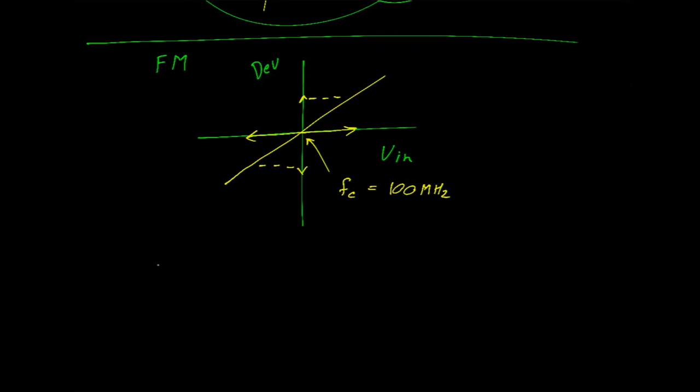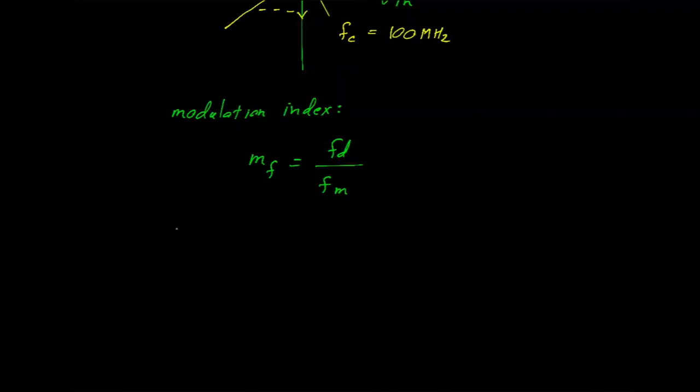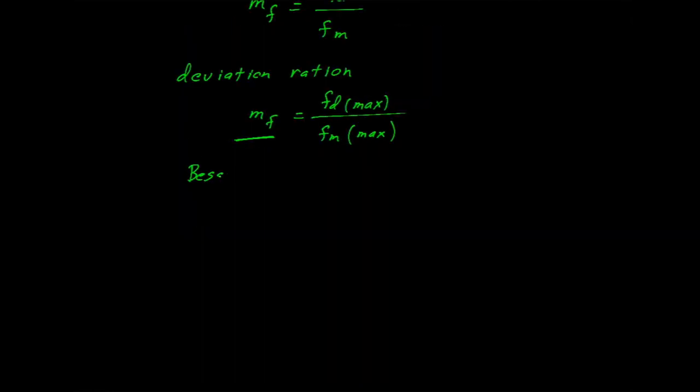The amount of modulation is called the modulation index. M sub F is equal to the frequency deviation divided by the modulating frequency. With one stipulation, we'll arrive at the deviation ratio. It's the same equation. The only difference is that we're describing the maximum deviation divided by the maximum frequency that you're modulating at. Once the deviation ratio is known, we can use Bessel functions to determine the number of significant sideband pairs.